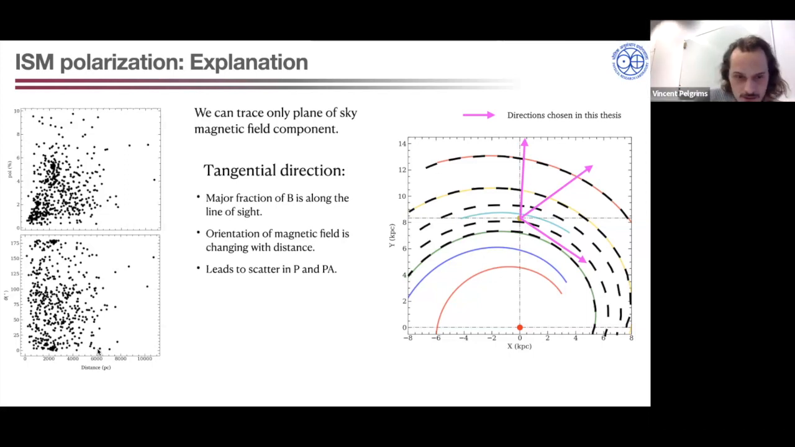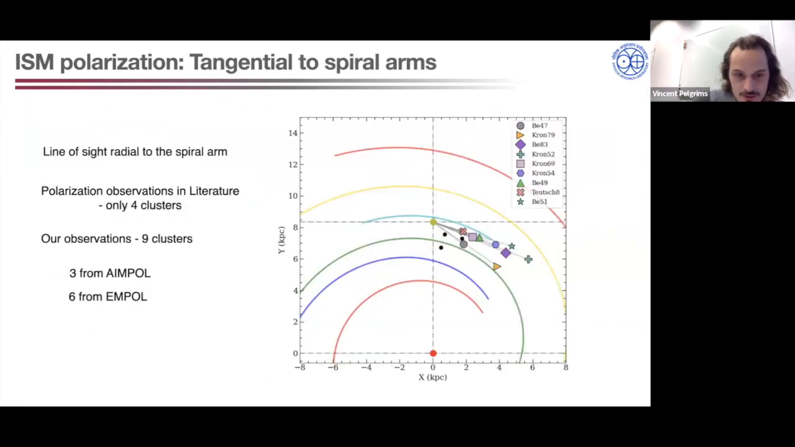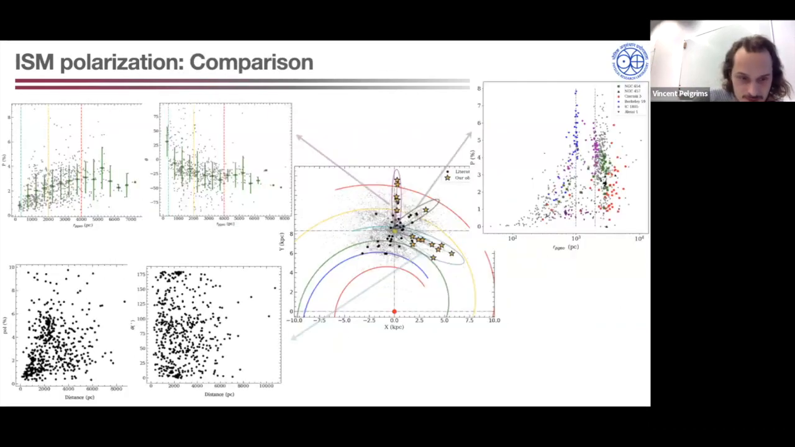Could you go back to, I think it's the previous slide where you showed the difference, this one? This one? Yep, this one is good.